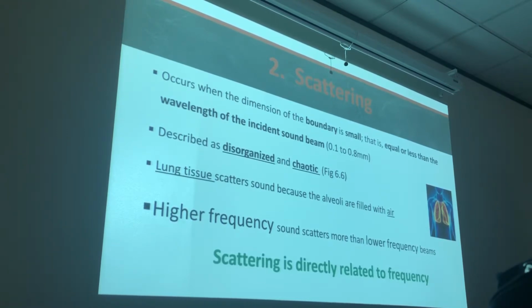Okay. But the surface of the lung is so smooth. I know, but it's not about the air. It's not about the surface of the lung at that point, because the structure of the lung is going to be less than the wavelength of the incident beam. That's what it's about. The wavelength of the incident beam is going to determine whether it's going to reflect or whether it's going to scatter. Okay. Lung tissue scatters because the alveoli are filled with air. The alveoli in the lungs are filled with air.